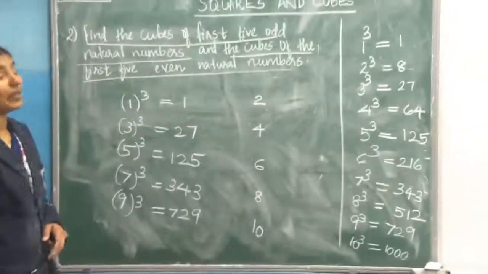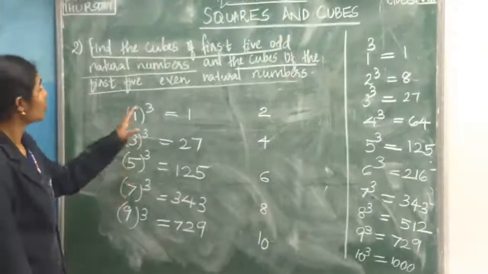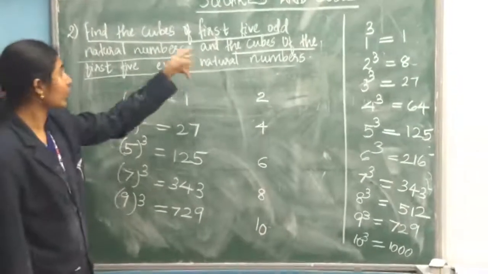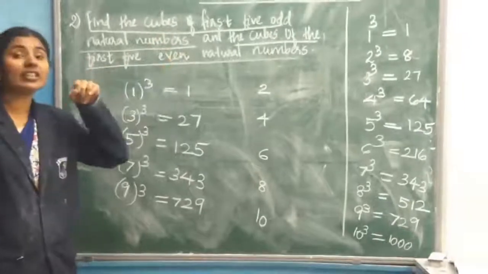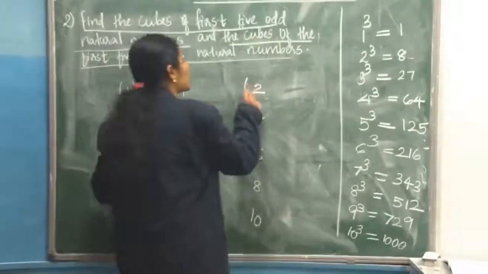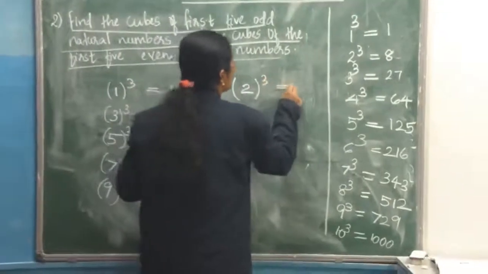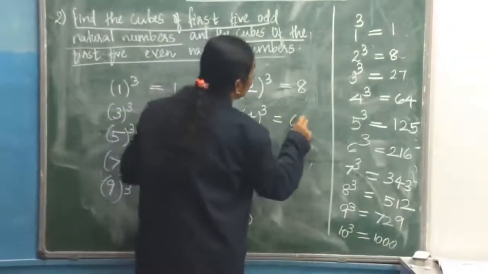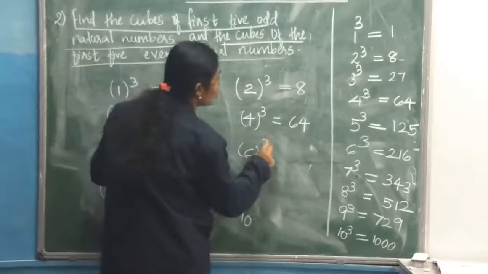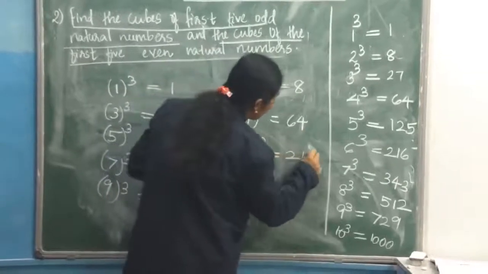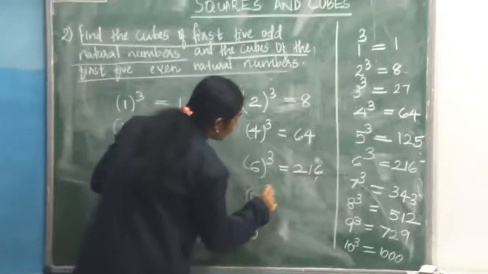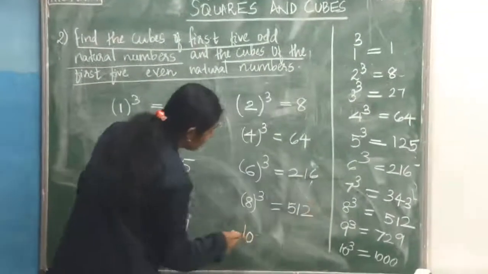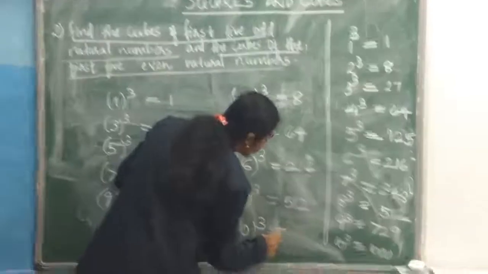First 5 even natural numbers are 2, 4, 6, 8, 10. And you should take the cubes of these first even natural numbers. So what is the cube? 2 cube is 8. 4 cube is 64. 6 cube is 216. 8 cube is 512. 10 cube is 1000.